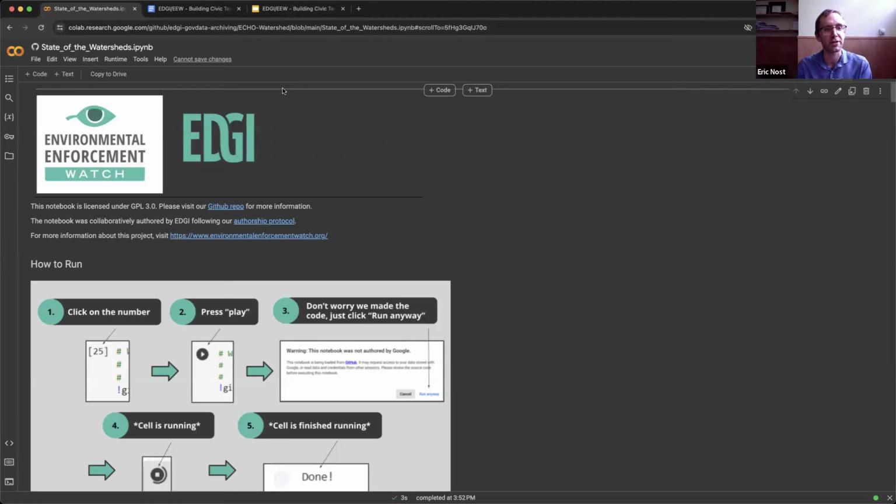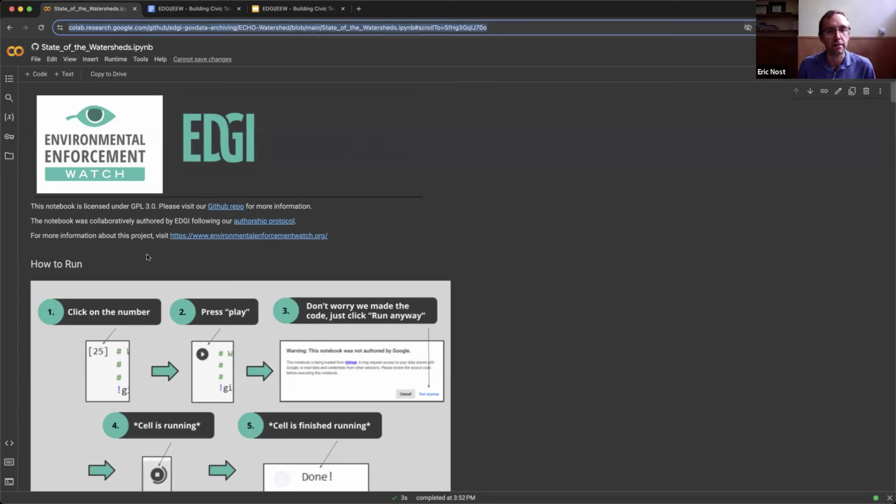All right, this is a demonstration of our State of the Watersheds notebook. A notebook is a data science tool that uses cells of text and cells of computer code, written in this case in the Python programming language, to walk users through an analysis of data. And this notebook, which is available at the link there, runs through the Google Colab platform and can be run by anyone with a Google account.